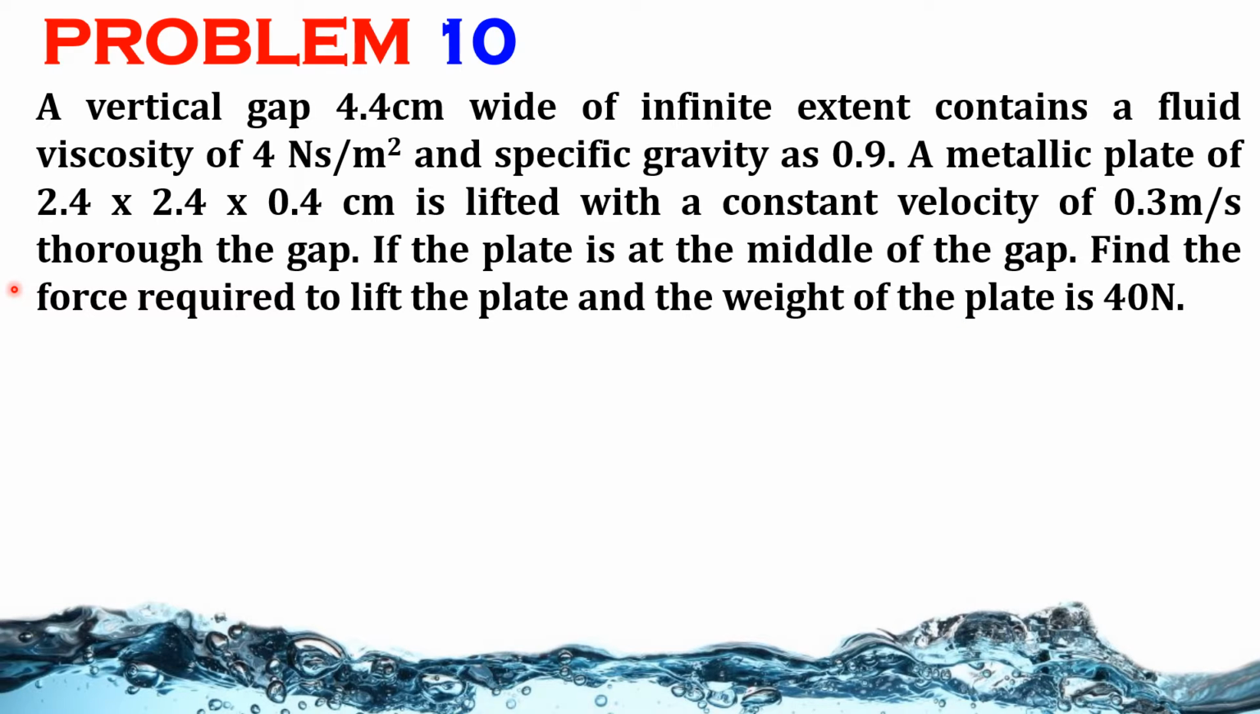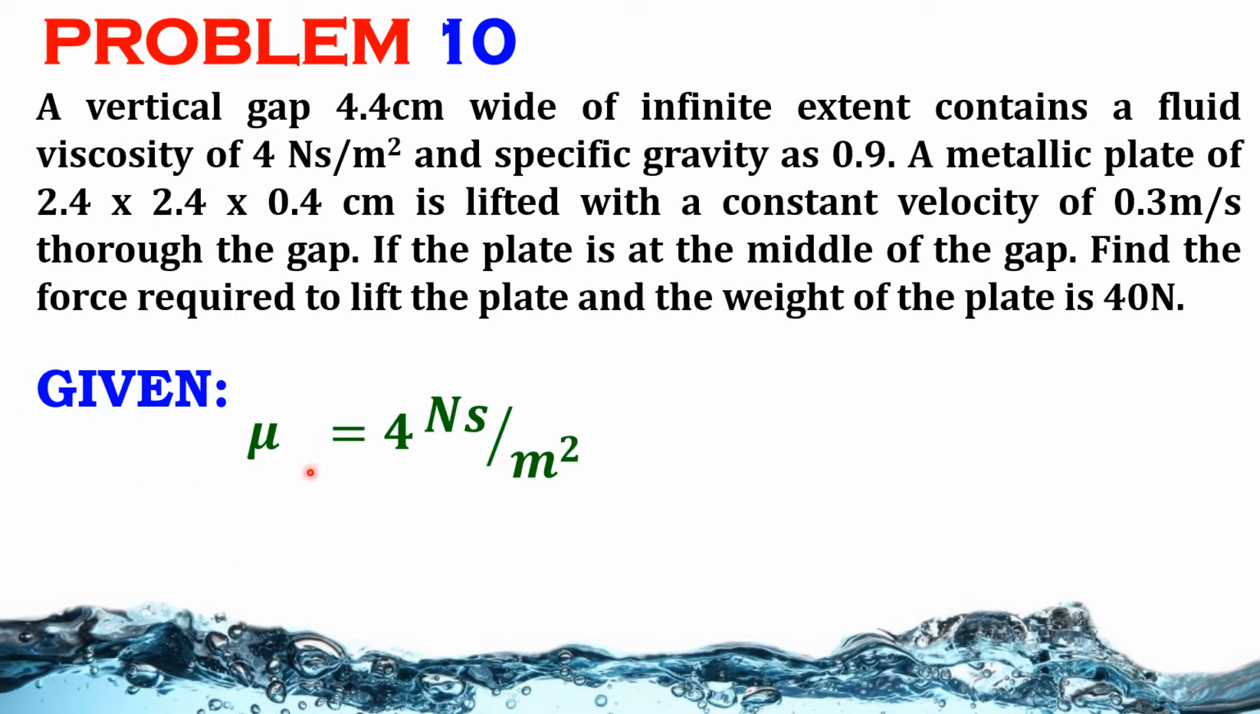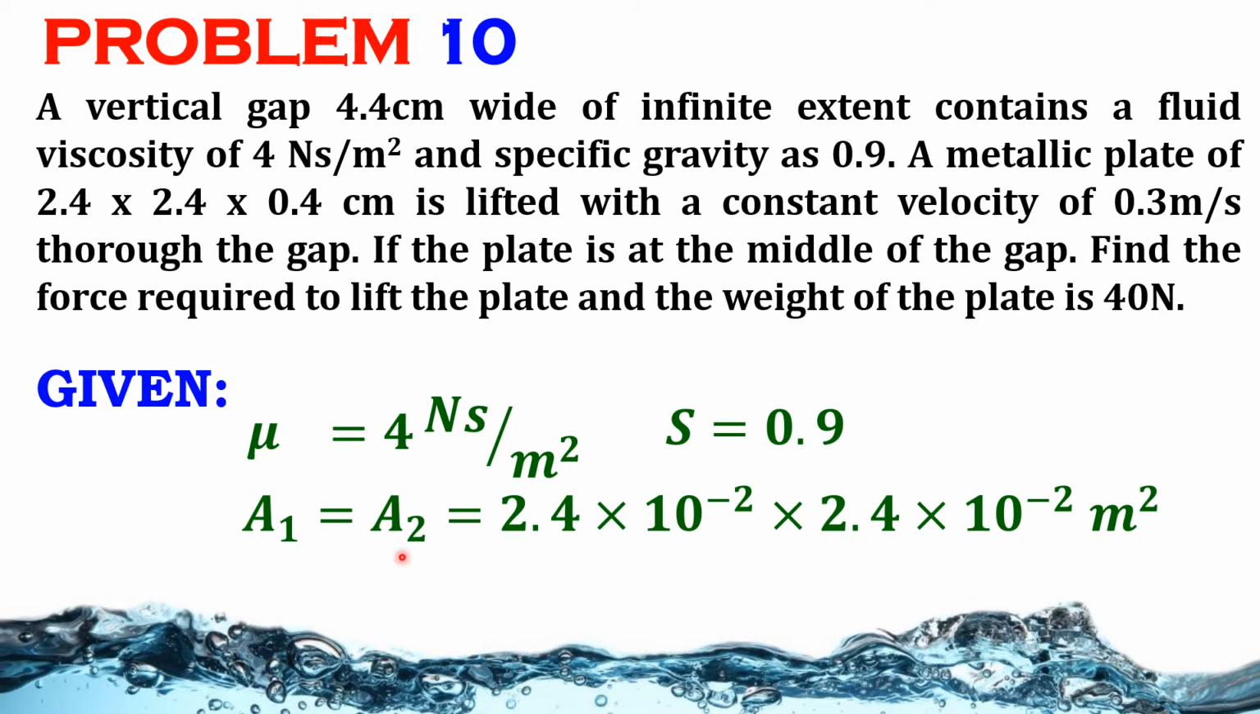See, in your previous problems, we had only the area, and the thickness of the plate was not available. Whereas over here, the thickness of the moving plate is given. The first thing you have to note down: given, mu is equal to 4 Newton second per meter square, specific gravity S is equal to 0.9. We know that area A1, A2: here we only multiply length and breadth, not thickness. Therefore, it will be 2.4 into 10 to the power minus 2 into 2.4 into 10 to the power minus 2. They are given velocity as 0.3 meter per second.